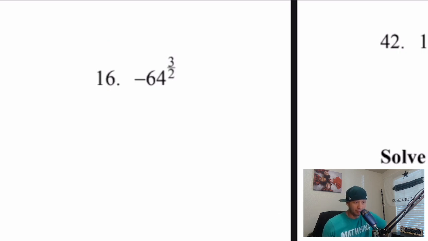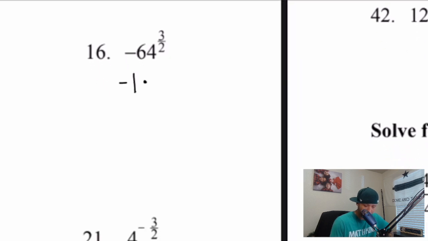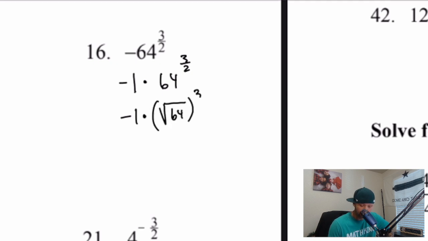All right, number 16. Again, this is the same situation where the negative never sees the rational exponent, right? So this is going to be negative 1 times whatever this is, 64 to the 3/2 power. So this is going to be negative 1 times, so remember the root, so it's a square root because the denominator is a 2. So this is the square root of 64 cubed.